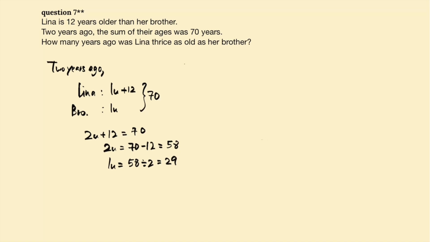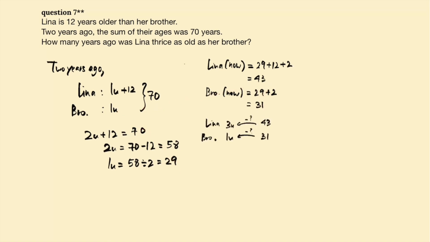So what are their ages right now? So 1U is 29, that's useful. For Lena, that's 29 plus 12 plus 2, because this was 2 years ago. For the brother, that's 29 plus 2, that's 31. Okay, how many years ago was Lena 3 times as old as the brother?